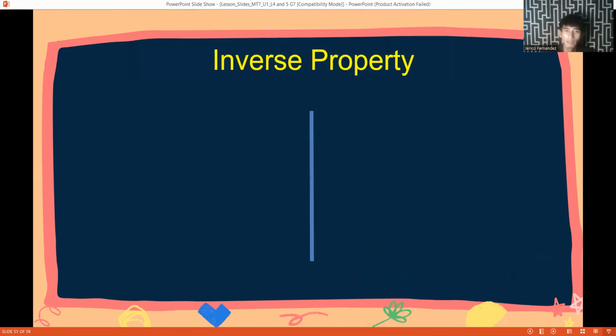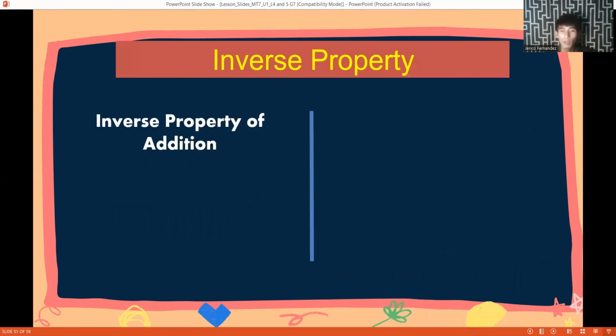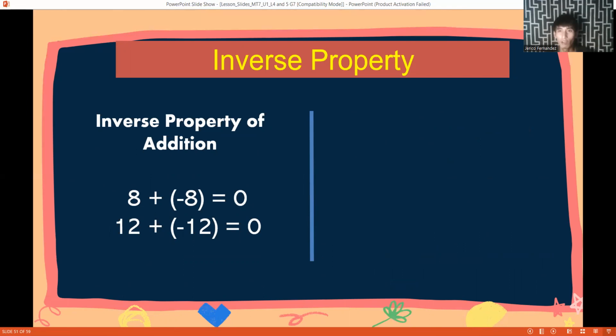Okay, tingnan natin. Inverse property of addition, 8 plus negative 8 is equal to 0. 12 plus negative 12 is equal to 0. As you can see, two opposites. Magkabaliktad. 8 and negative 8. Positive and negative 8. Pag pinag-add natin sila, our answer will always be 0.